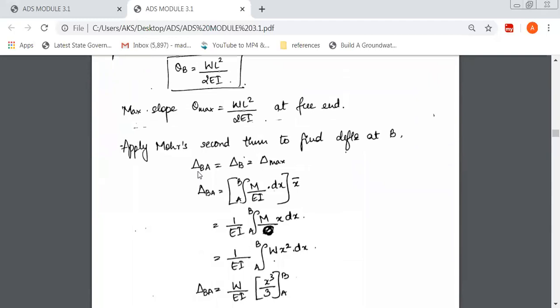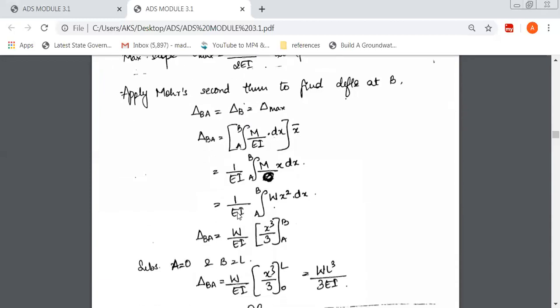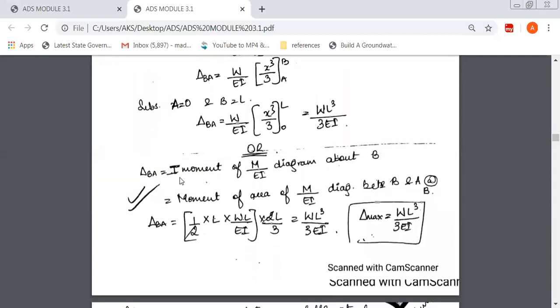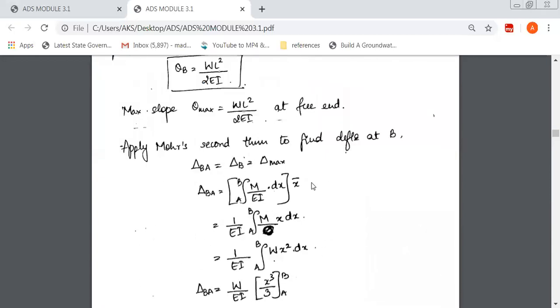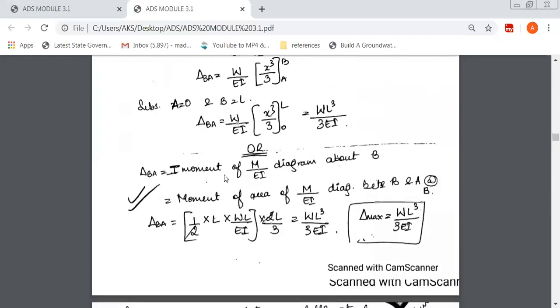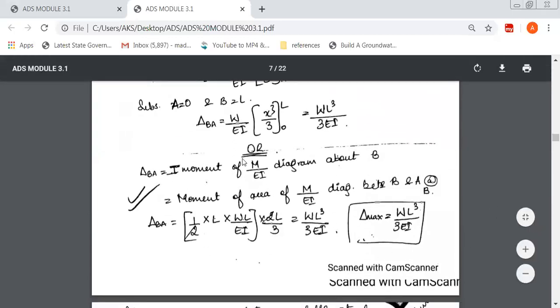Now, if you find deflection at B, again same thing. Delta BA is equal to delta B minus delta A. Delta B is the maximum deflection. So maximum deflection is at B and deflection at A is 0. So now delta BA is equal to, you use this method. Basically see here, this is one method to find out using integration and this is the second method. We'll use the second method because it is easy to find out all the values.